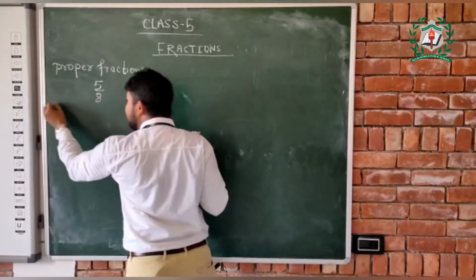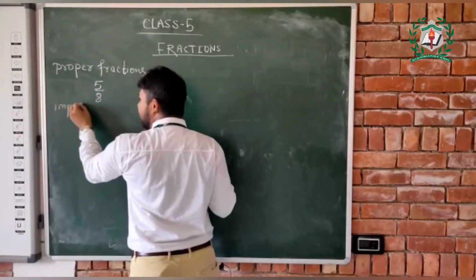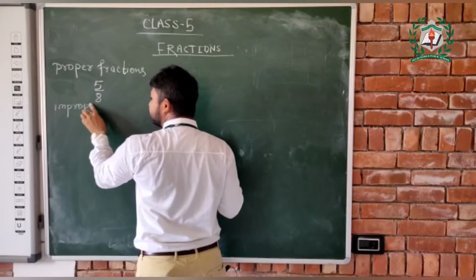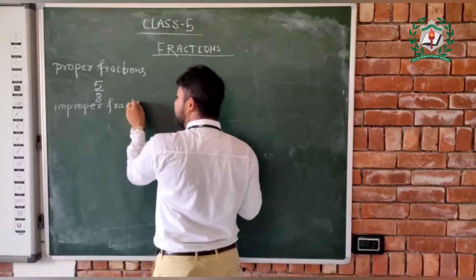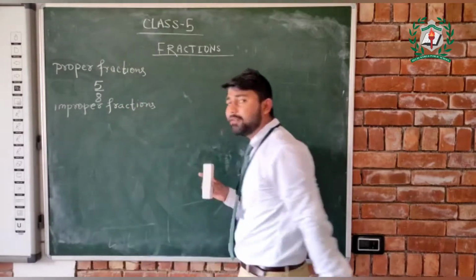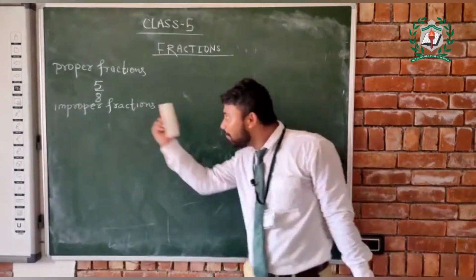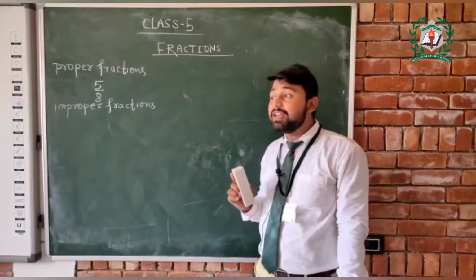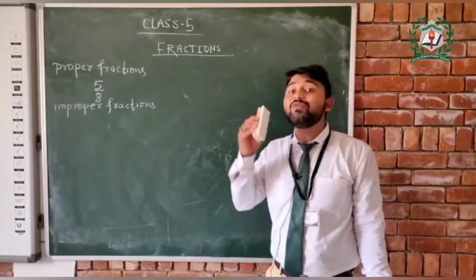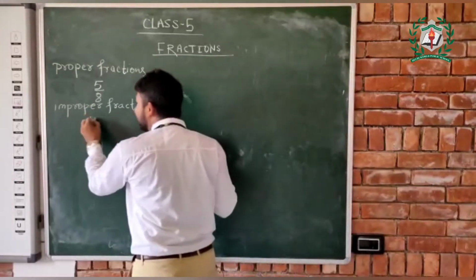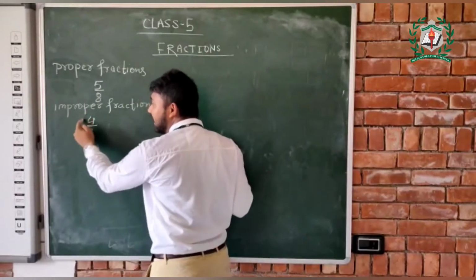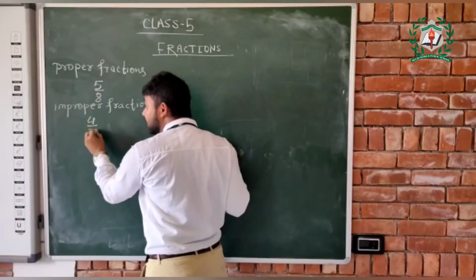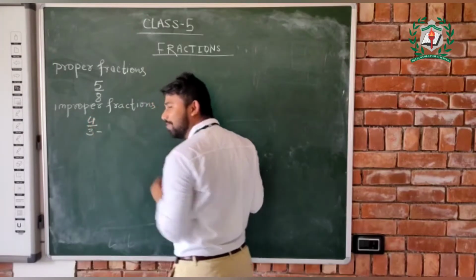And the next one is improper fraction. Improper fraction is just the opposite of proper fraction. The denominator should be less than the numerator. So this fraction, you can say, is an improper fraction because the denominator is less than the numerator.